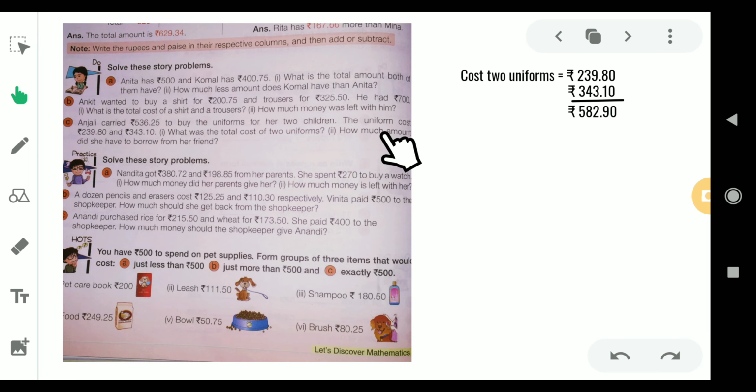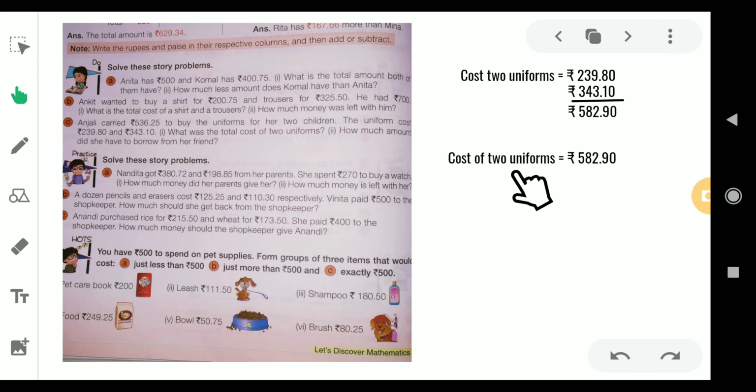Well, but she has only 536 rupees 25 paise. See here, obviously the cost of two uniforms is more than this. The cost of two uniforms is more than the money that Anjali carried. So obviously she has to receive some money from her friend. So how much money she has to receive, that we need to find out here.